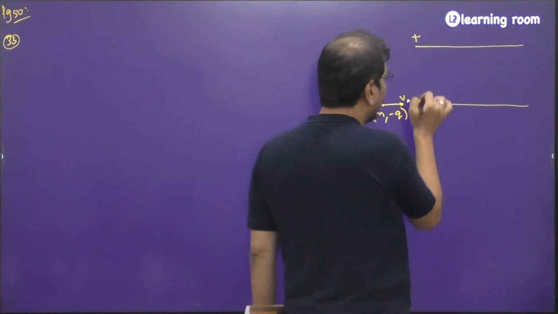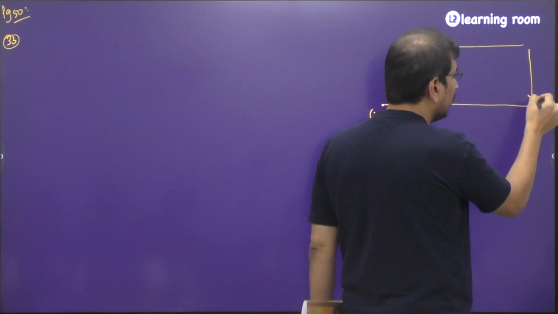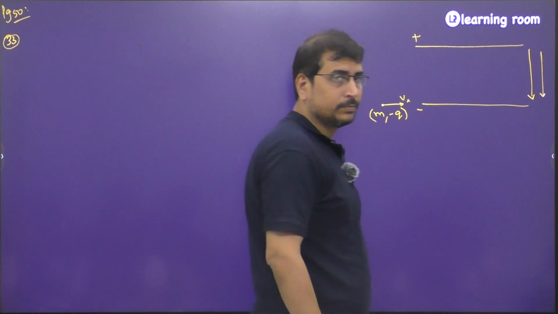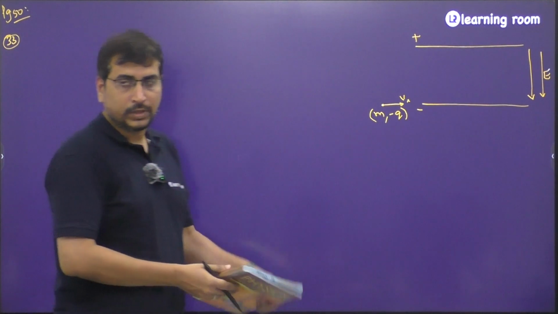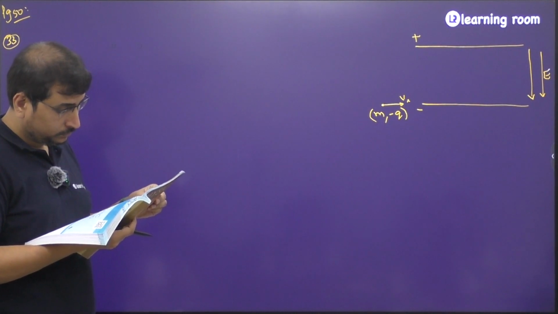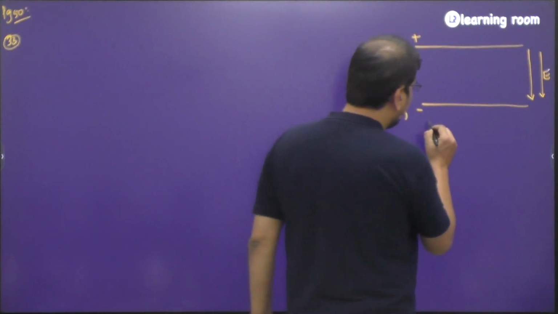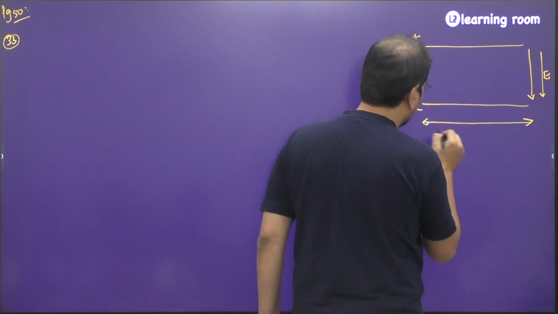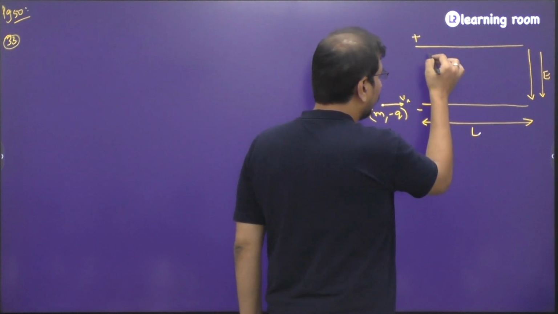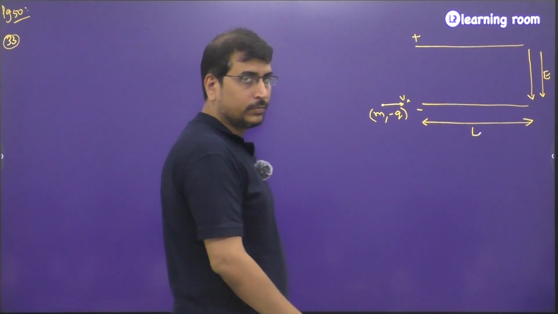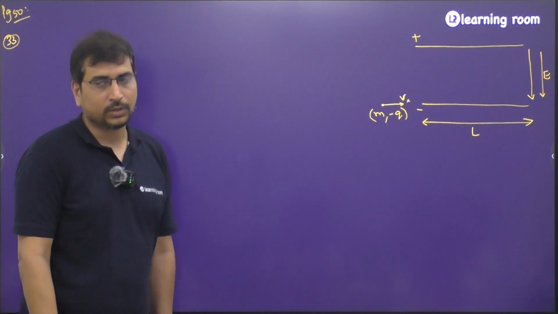Now tell me one thing, you have a positive plate and negative plate here. How is the electric field going to be? Electric field is from the positive terminal to the negative terminal. It is going to be like this. So let me call this E, right? So this distance is given as L, right? Now the important question is, when you have electric field like this, when you release this particle, how is this particle going to travel?